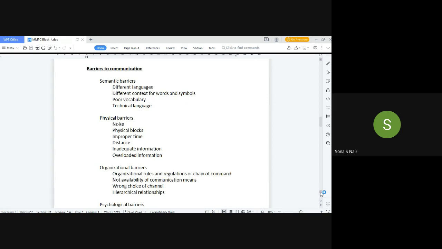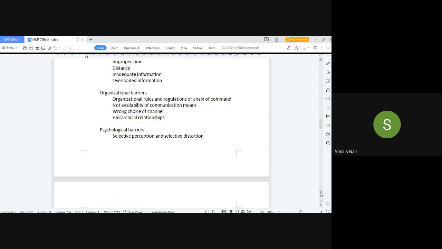Organizational barriers, certain organizational rules and regulations or chain of command, they also create problems. Non-availability of communication means create a problem. Maybe you're not able to schedule a meeting, or how do you communicate with the others? Wrong choice of channel can be a problem. You should be actually sending a written message, but you have actually used the telephone to send that message. Maybe it is distorted, it is misunderstood. Hierarchical relationship obviously create a problem because there is ego involved. There is some kind of personal barrier involved. So hierarchical relationships also create organizational communication barriers.